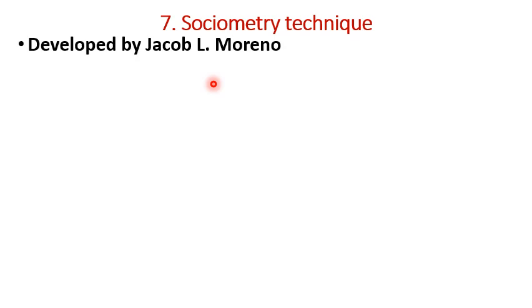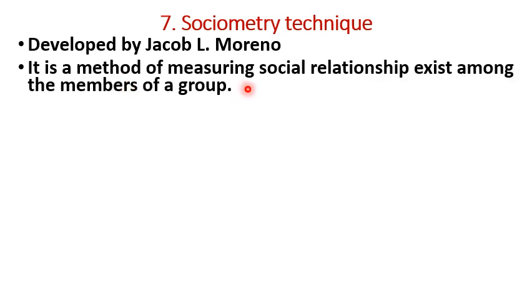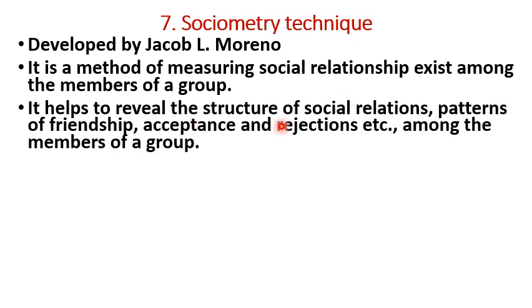The next method of data collection is sociometry technique. Sociometry technique was developed by Jacob L. Moreno. It is a method of measuring social relationships existing among the members of a group. So sociometry techniques are used to measure the social relationships existing among the members of a group. It helps to reveal the structure of social relations, patterns of friendship, acceptance and rejections, etc. among the members of a group. So social relationship is measured through sociometry techniques.